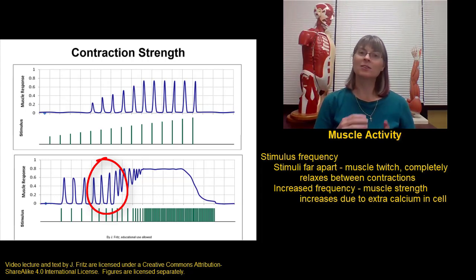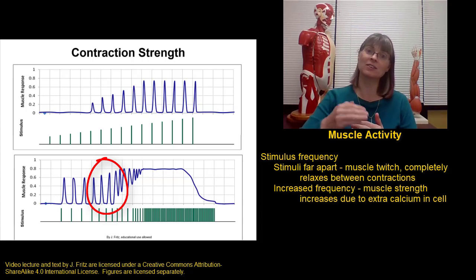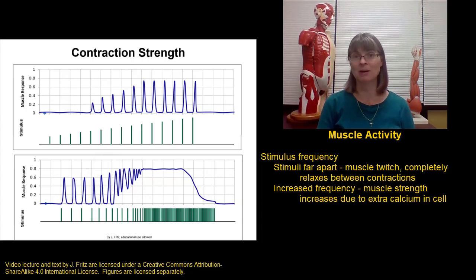And that's because there's not time for a complete relaxation within the muscle fiber. It doesn't get all the way back to its normal length. That's why we don't see any more tension. But there's still some extra calcium in the sarcoplasm. And that means that with that extra calcium available, when the next contraction comes through, we're going to be able to contract a little bit faster and get more of a contraction in the same amount of time.